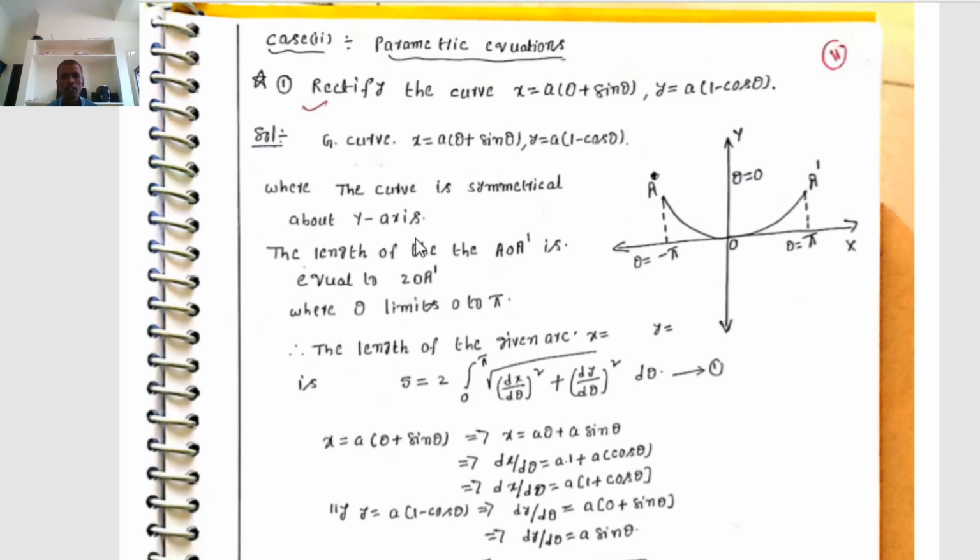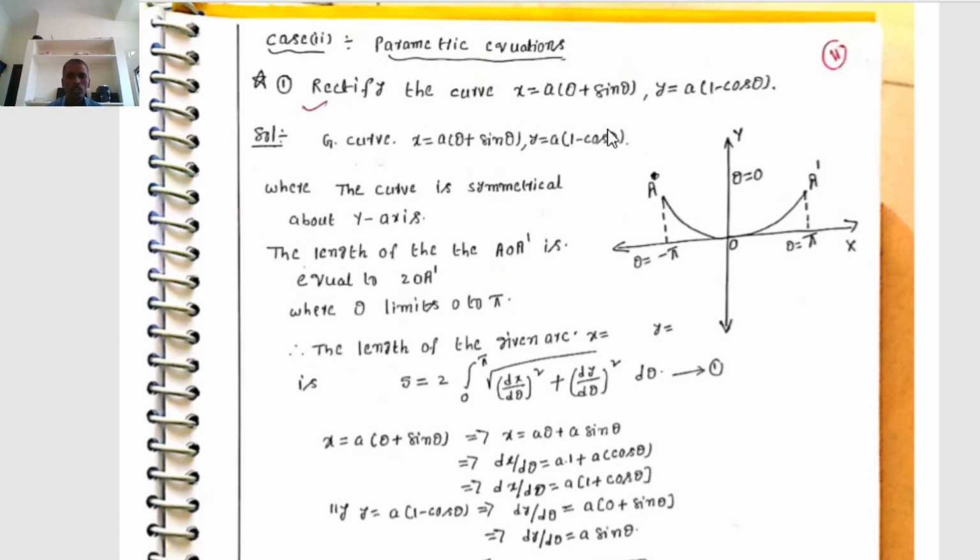Suppose the curve is in the form x equals f of y. We find the length of the arc using its Cartesian equation, where s equals the integral from c to d of the square root of 1 plus (dx by dy) squared, dy.